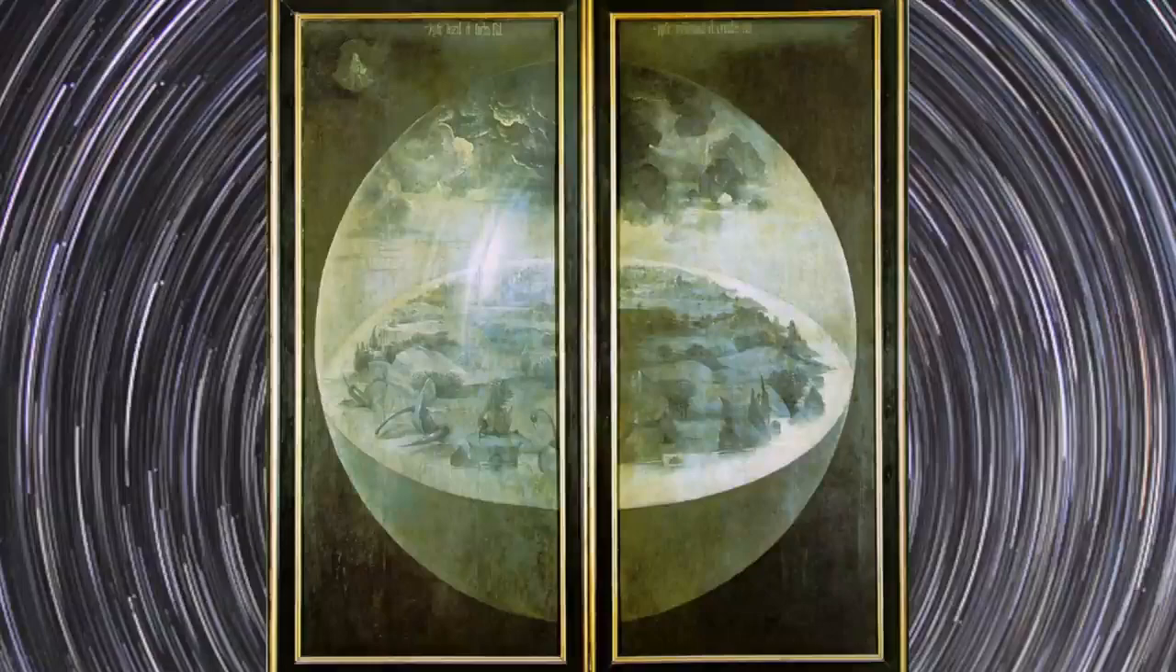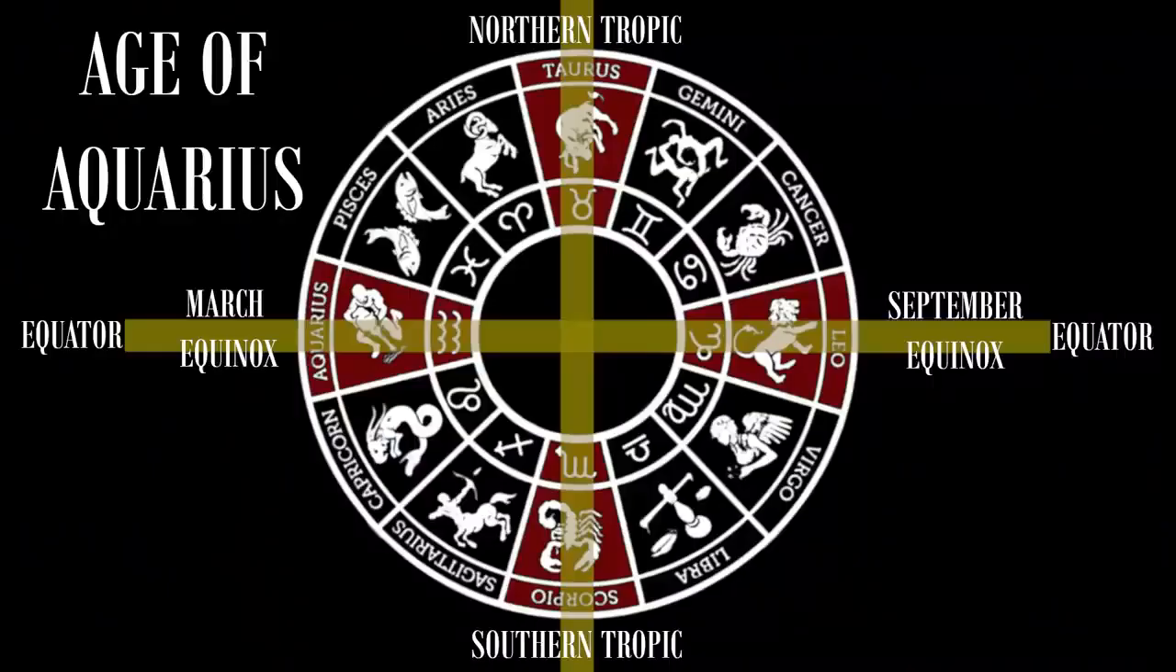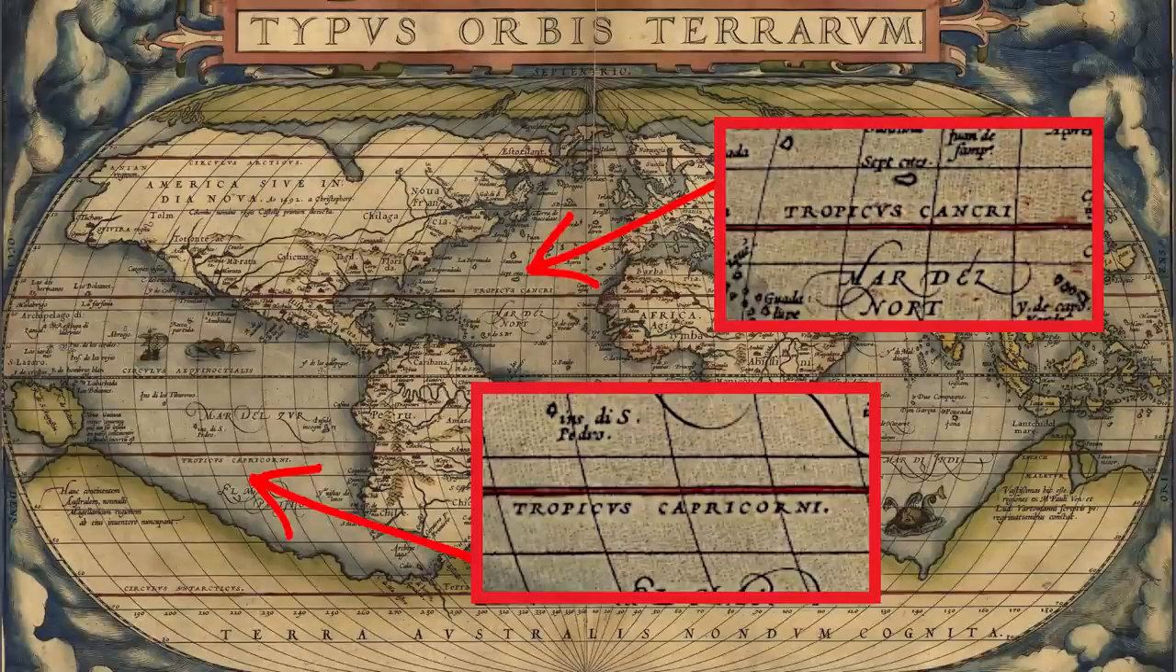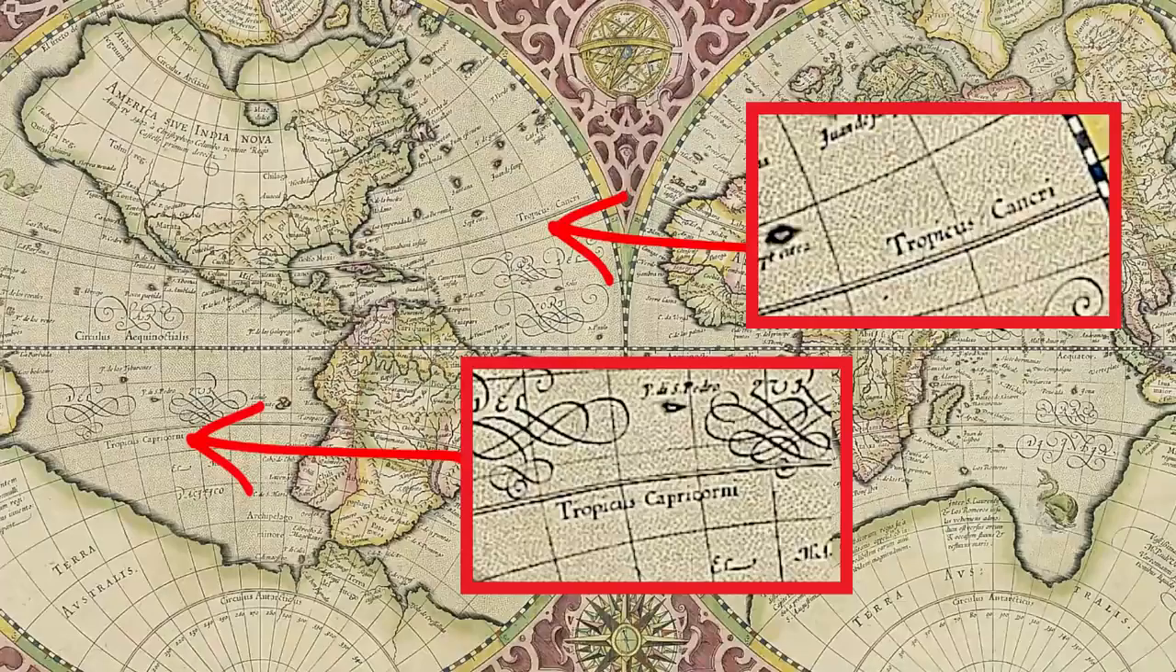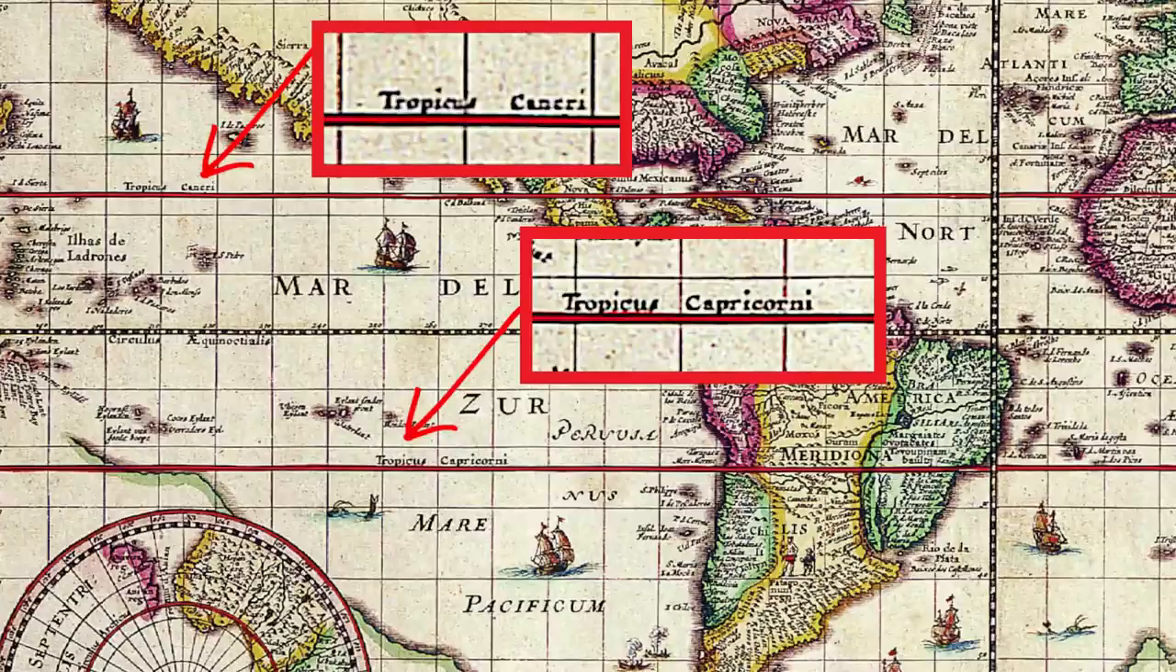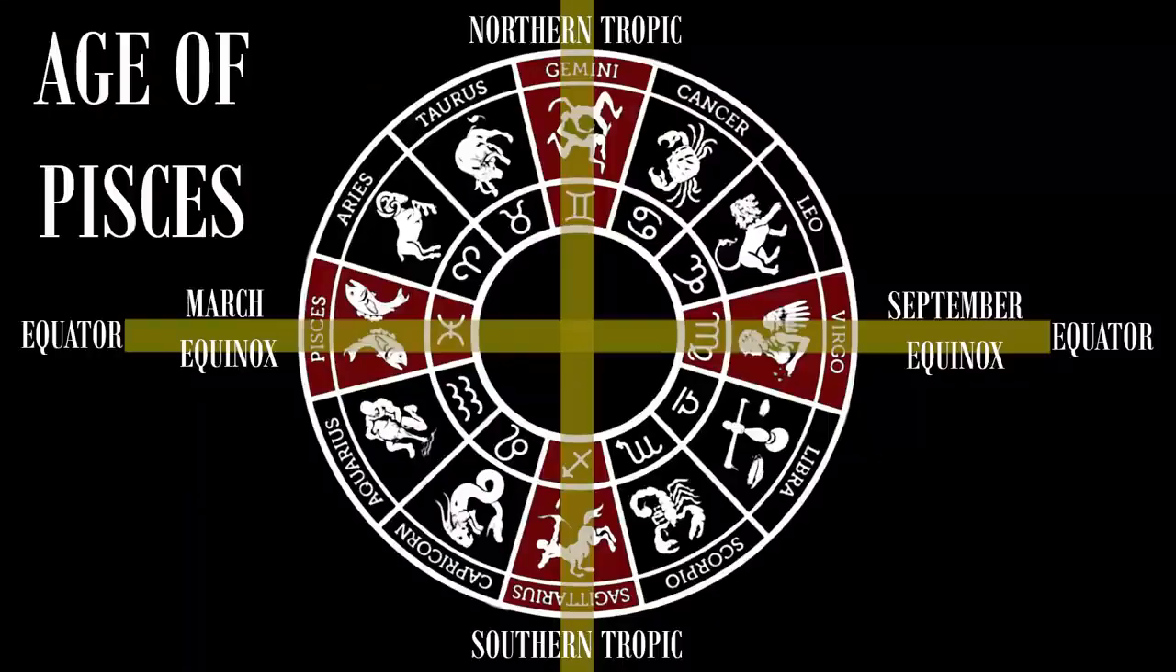If we are entering the age of Aquarius, then that means that the sun has not been in the constellation of Cancer or Capricorn during the solstice for over 2,000 years, when our realm was in the age of Aries. All the old and current cartographic maps, and even Google Earth, represent these circles of latitude as a tropic of Cancer and Capricorn. There are no maps that present the tropic lines correctly, as they should be in the age of Pisces, our current age.